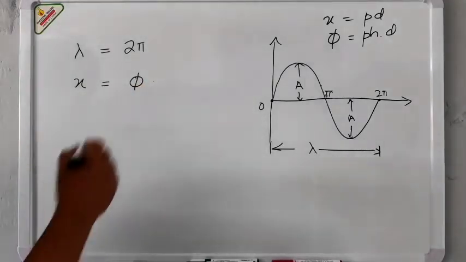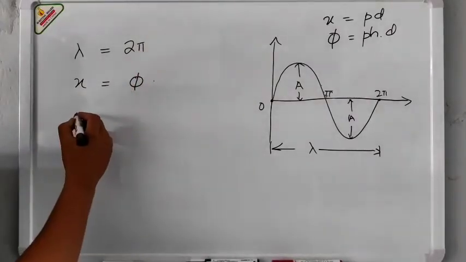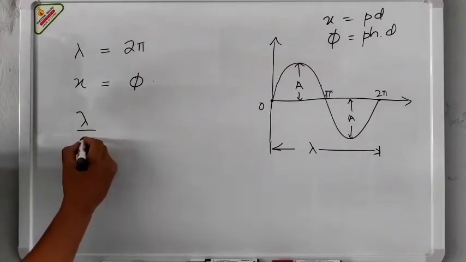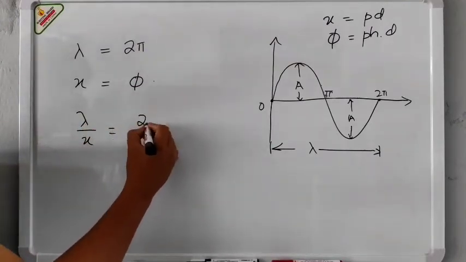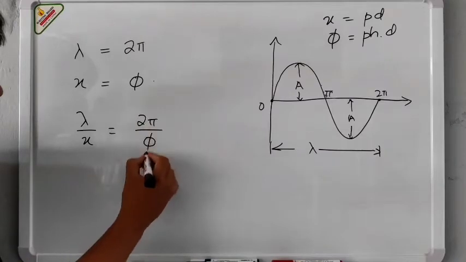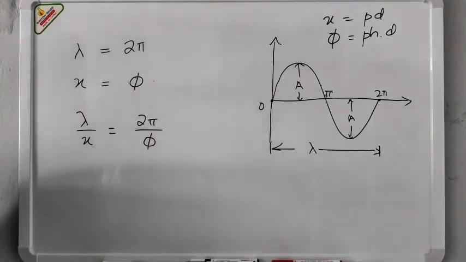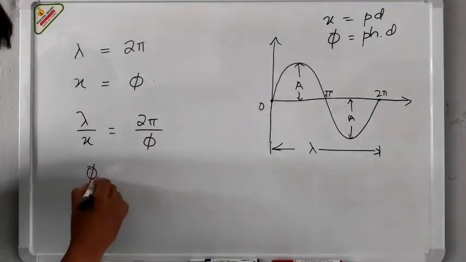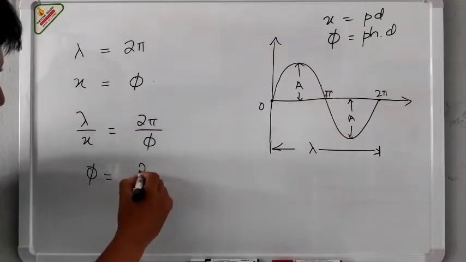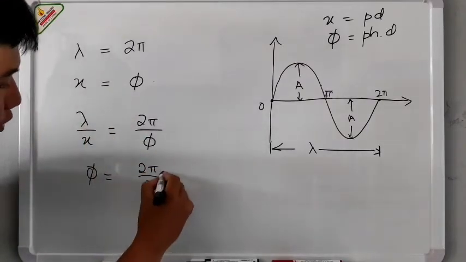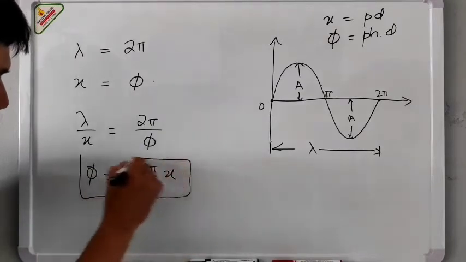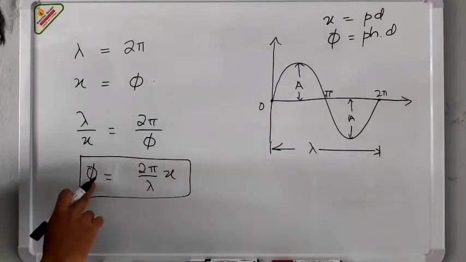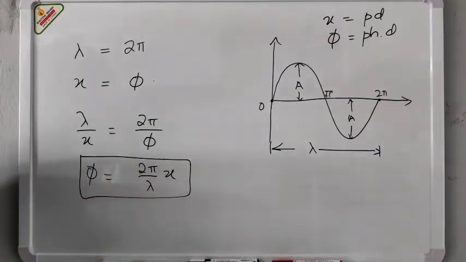Dividing these equations 1 by 2, lambda by x equals 2 pi by phi. Then, cross multiplying, phi equals 2 pi by lambda into x. This is the relation between phase difference and path difference. Okay.